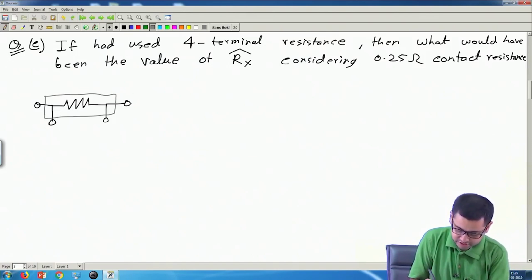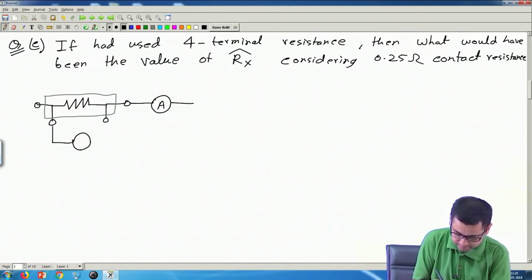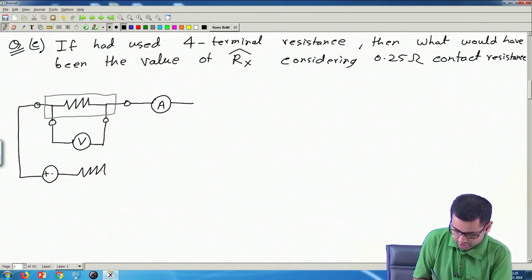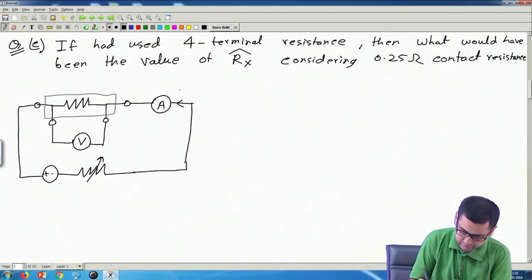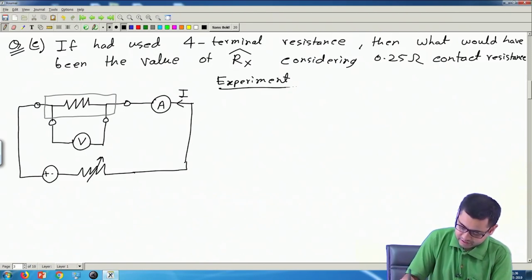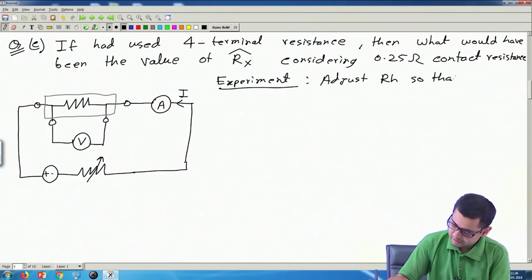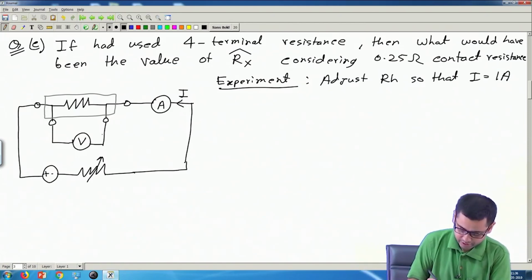Now let's consider this problem once again. So we have this ammeter, we have this voltmeter, and the power supply with a rheostat that can control the current. So we will do the same experiment. Once again adjust RH so that I is equal to 1 ampere. So this total current is 1 ampere.